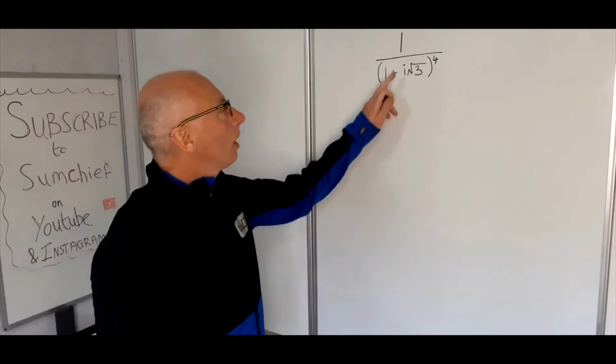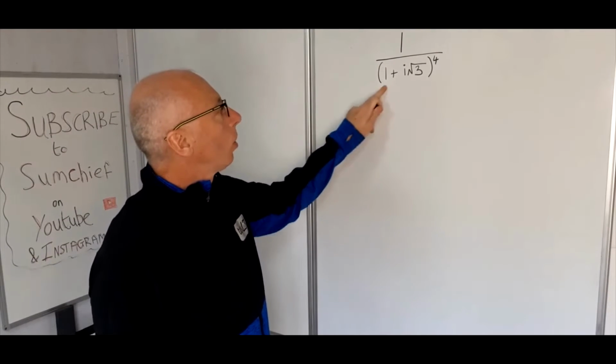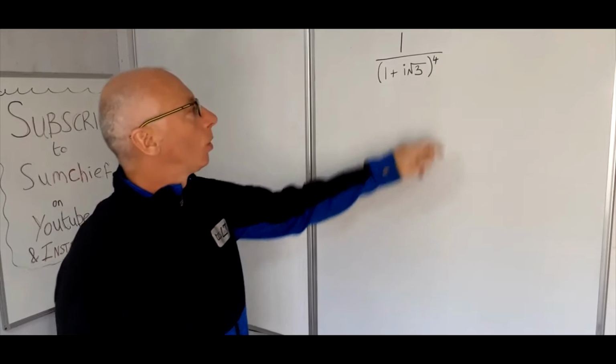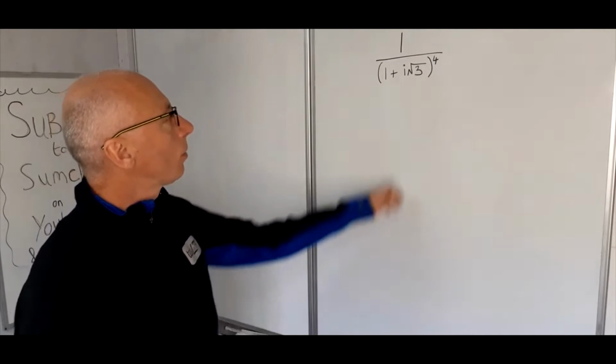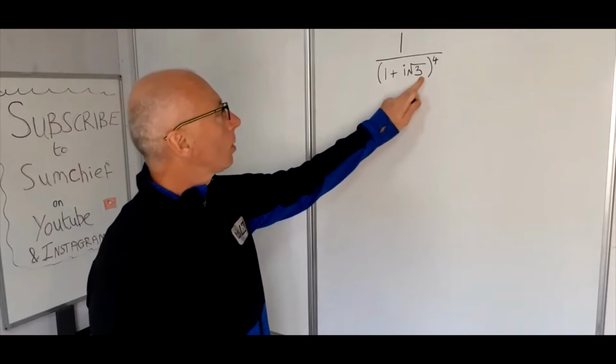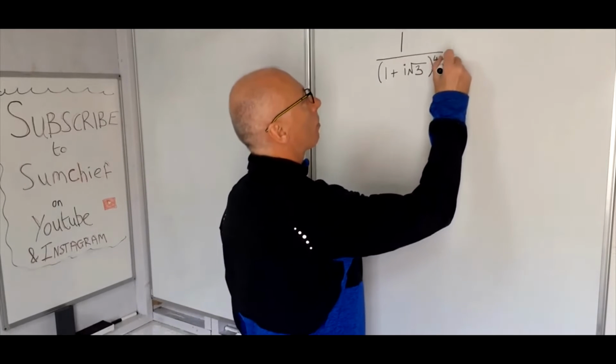Okay, so the question here is 1 divided by (1 plus i root 3), all in brackets, to the power of 4. Now how are we going to work this out? Well, Euler's formula could be a good idea to start with here. So let's just rewrite this in a different manner.